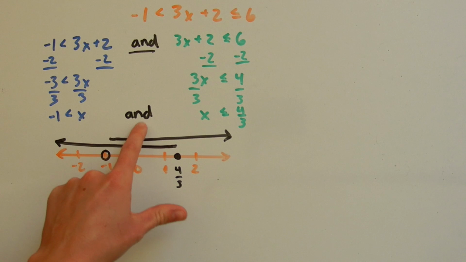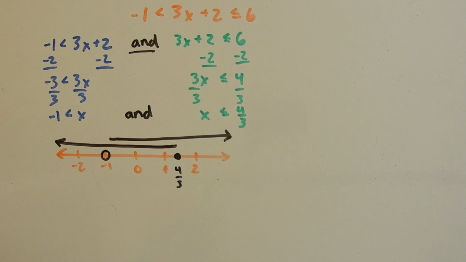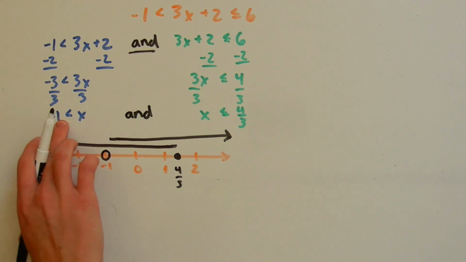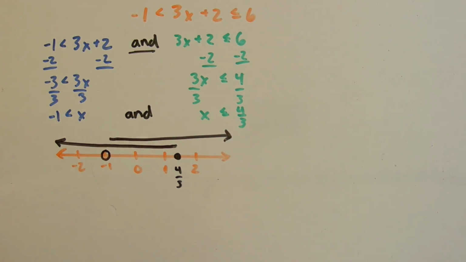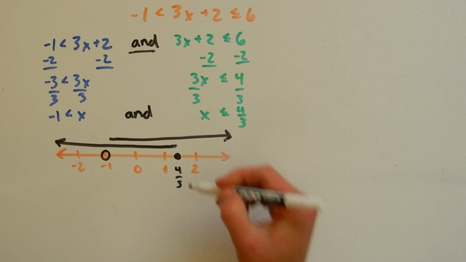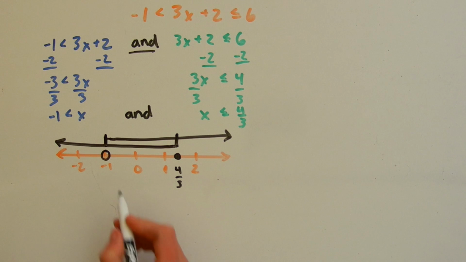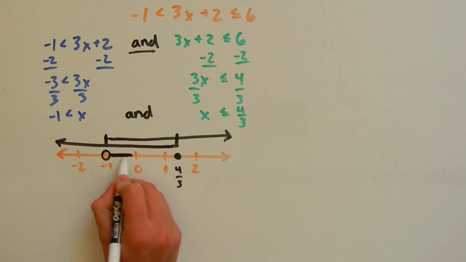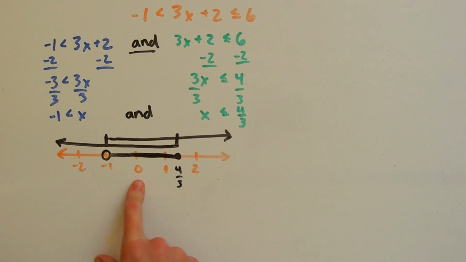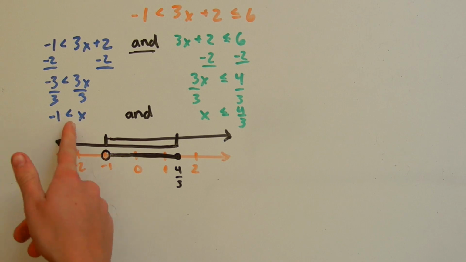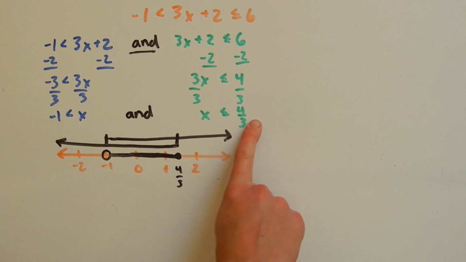But because this is a compound inequality that's joined with the word and, x has to hold true for this inequality and that inequality. So it's going to be everything that overlaps, which the overlapping section is right here. So we would shade in this middle region. And let's test a point. Let's say that x was 0. Well, negative 1 is less than 0. That holds true. And 0 is also less than or equal to 4/3.